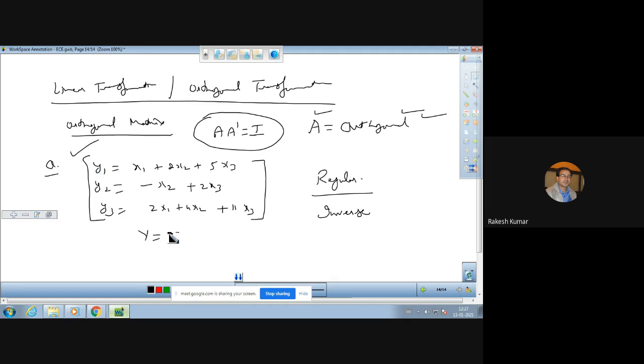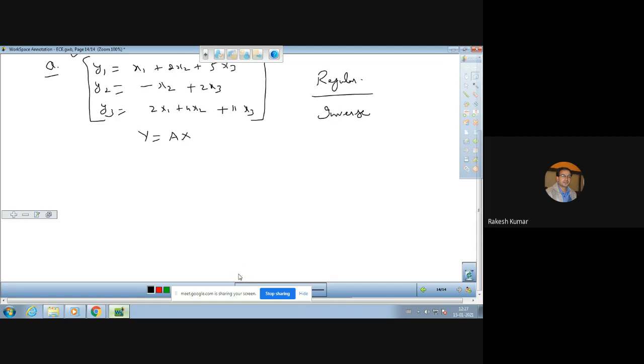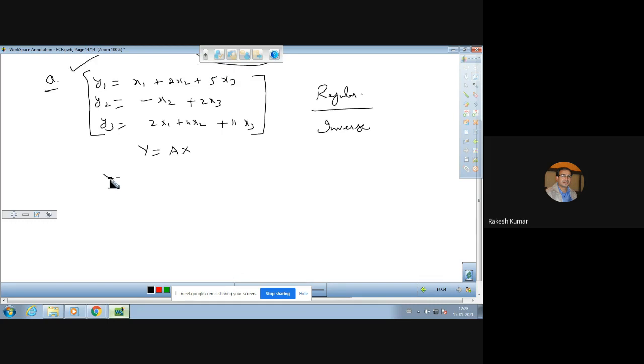This transformation is actually Y is equal to AX, and you can easily write the Y matrix. The Y matrix is a column matrix, and that matrix is Y1, Y2, Y3, and you will write it like this. The Y matrix will be Y1, Y2, Y3. And this is a 3 by 1 matrix, 3 rows and 1 column.